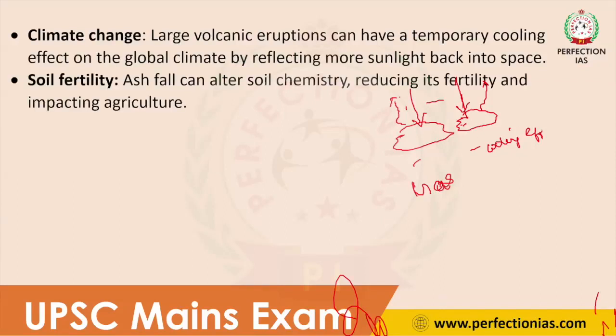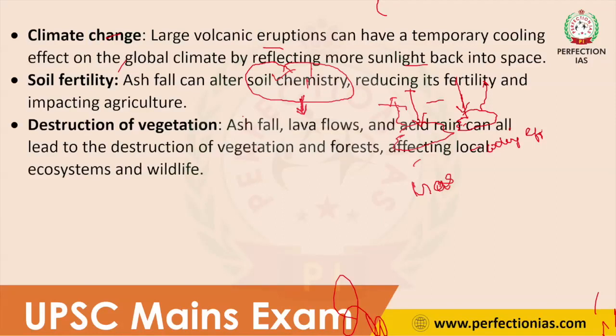Then soil fertility. The ashes blown out from the volcano deposit on the soil and alter the soil chemistry. It will increase the acidity of the soil, reduce soil fertility, and impact agriculture. Because of volcanic eruptions, soil will lose its fertility. The last thing is destruction of vegetation. Ashfall, lava flow, and acid rain can lead to destruction of vegetation and forests, affecting the local ecosystem and wildlife. These are the major environmental impacts of volcanic eruptions.